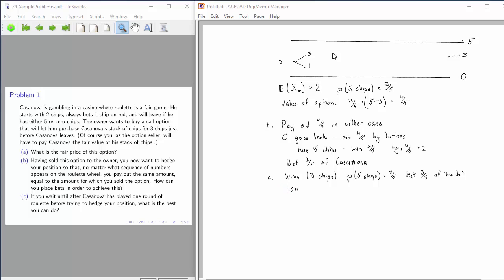Or he might lose on the first round. Now he's only got 1 chip. The probability that he will leave a winner is only 1/5. And what you do is bet 1/5 of his bet.